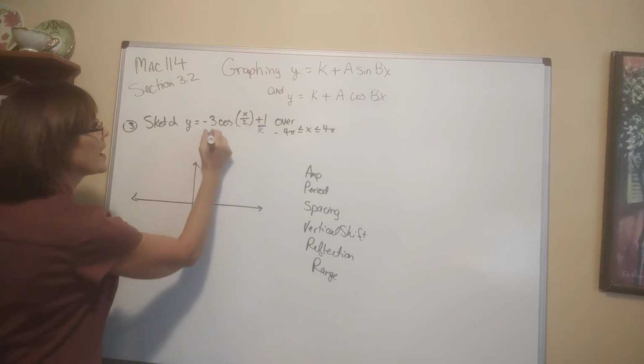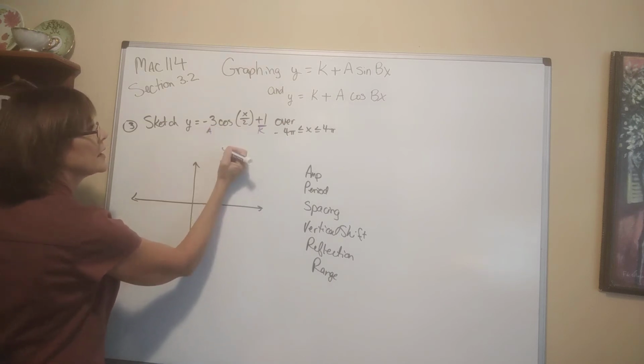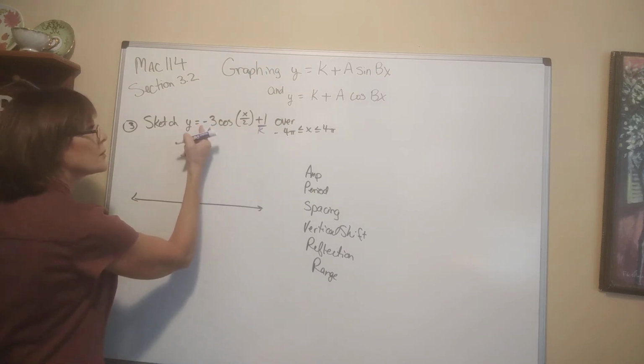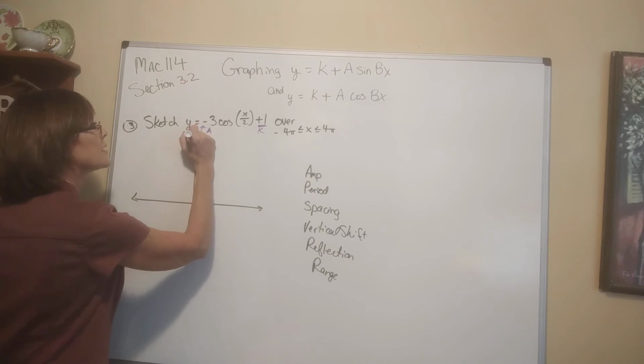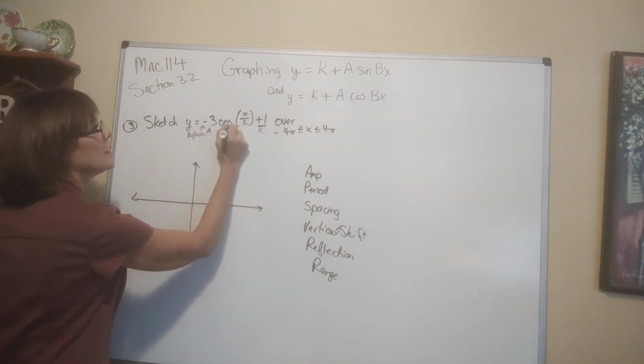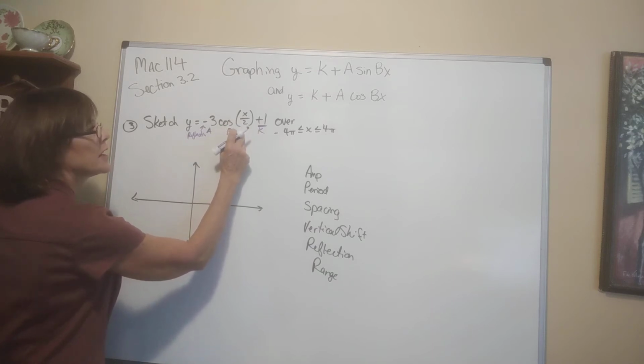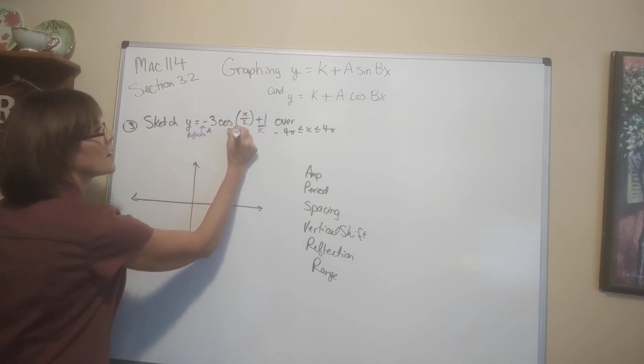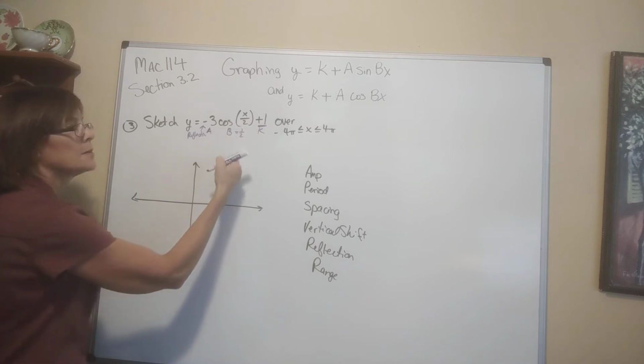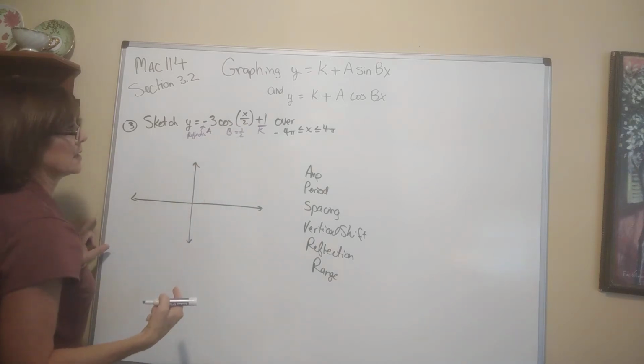Then we compare it with a. A is negative 3, okay? And you heard me say that negative, this means there's a reflection. And then what is b? B is whatever's in front of the x. And so sometimes this is hard to spot, but this is a 1/2 times x. So 1/2 is in front of the x right there.